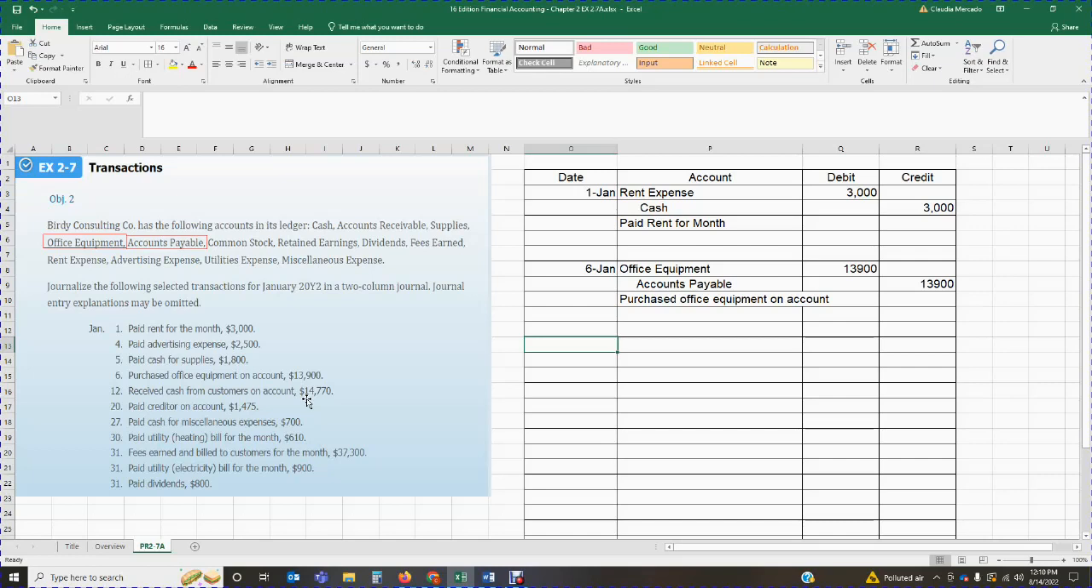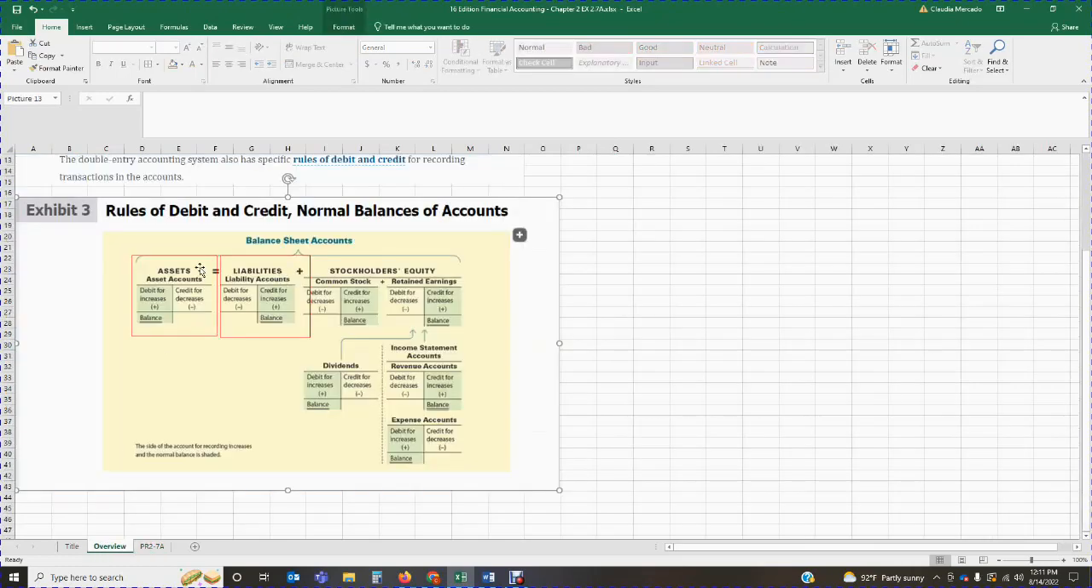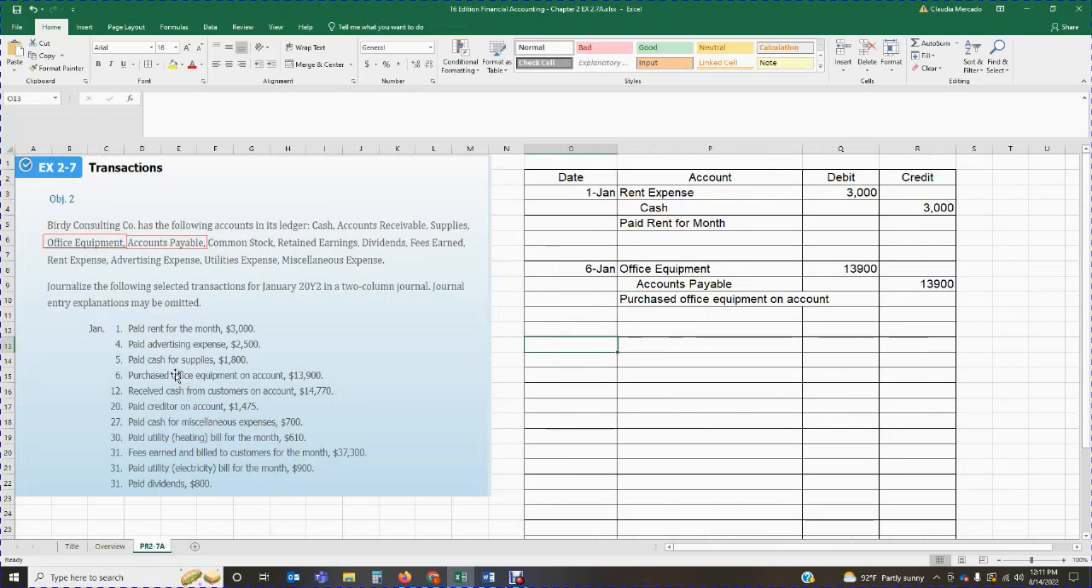So whenever we sell something on account, we set up a receivable, which is accounts receivable. Accounts receivable keeps track of the money that other people owe us. And accounts receivable is an asset account. So whenever anybody owes us money, we set up an accounts receivable and we increase the balance. And then when they make a payment, they pay us the money back, we credit the account. So let's look at this transaction. We receive cash from customers on account.